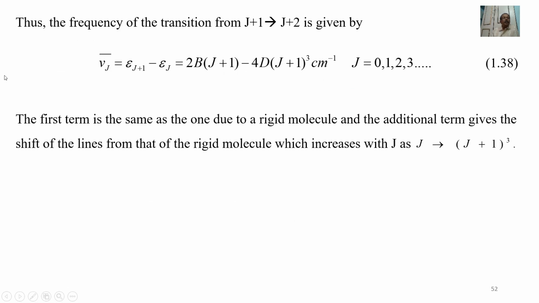Thus the frequency of the transition from J plus 1 to J plus 2 is given by this expression, equation 1.38. The first term is the same as the one due to a rigid molecule. Suppose there is no D, this refers only to a rigid molecule. And the additional term gives the shift of the lines from that of the rigid molecule, which increases with J as J plus 1 whole cube. So D exists, so this is the additional term. This is for the non-rigid rotor.